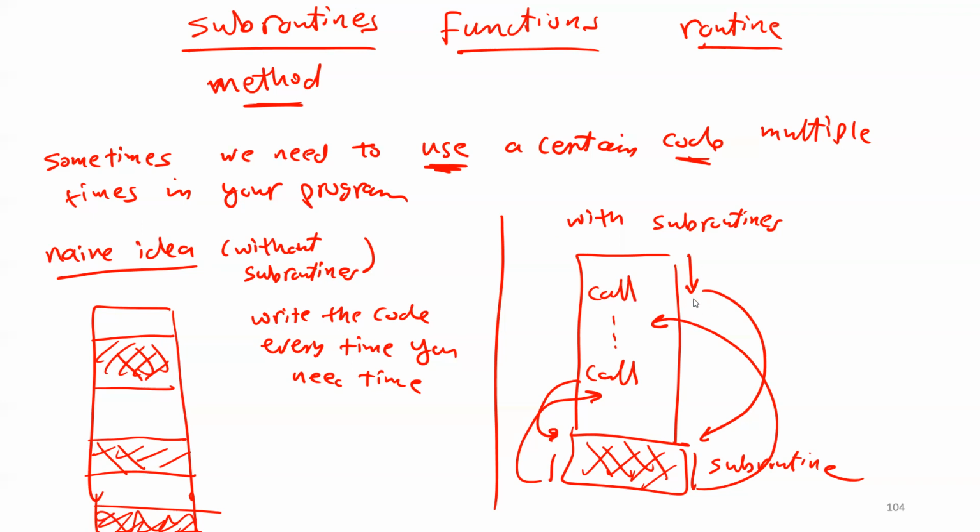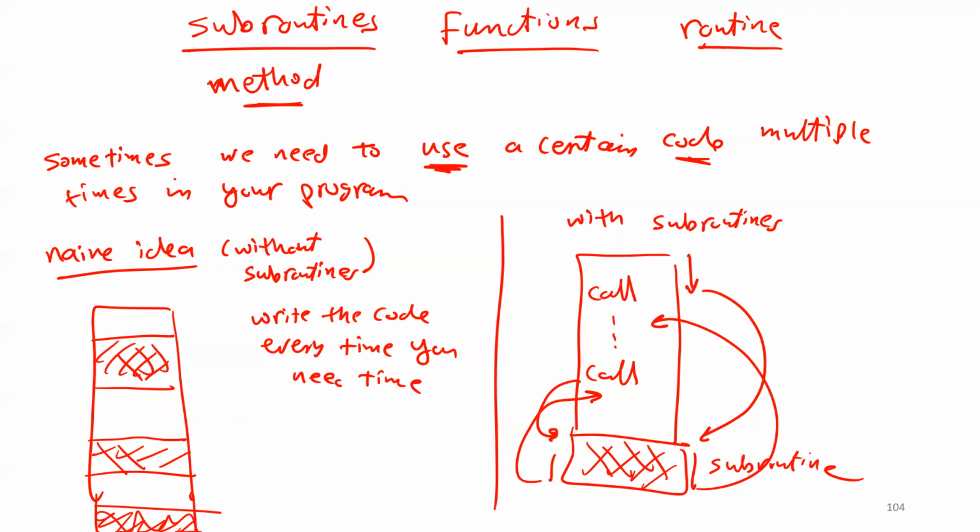So this is a naive idea without using subroutines, and this is with subroutines. Again, what I'm explaining here is not something only related to assembly. This is for any programming language. Instead of repeating the code multiple times, you can just use subroutines. Same thing here in assembly. But why is this idea much better than this idea? Why are subroutines more important than this one? I'm going to tell you why.